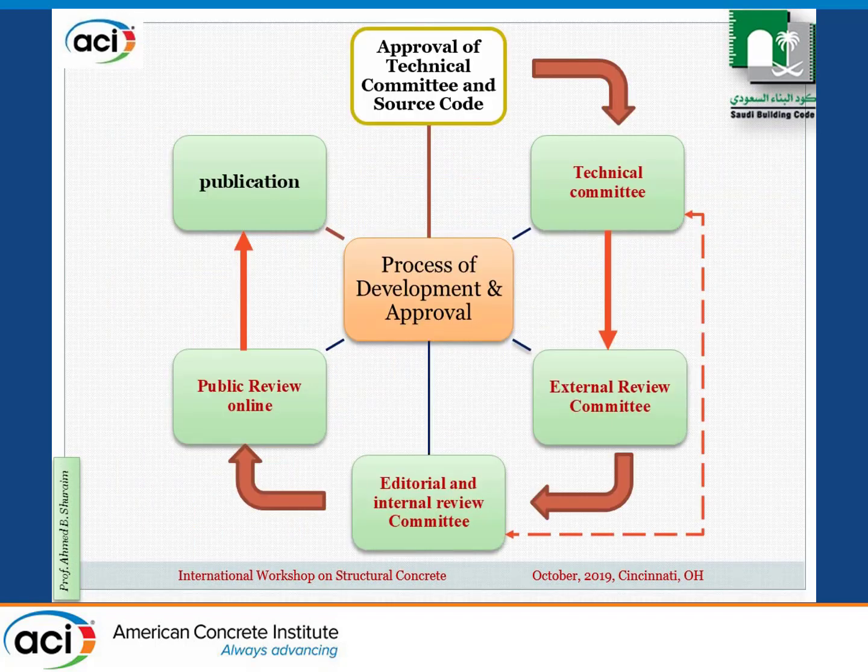Now we also improved the work a little bit. The technical committee, unlike in the 2007 version, no longer has the final say. Yes, we are giving it to a technical committee, but we also have external review. So when we receive something from the technical committee, we send it to experienced people to review it. And we also have another editorial and internal review committee. And once this is all done, it goes for public review online. So this is the new arrangement for the publication of last year's code.